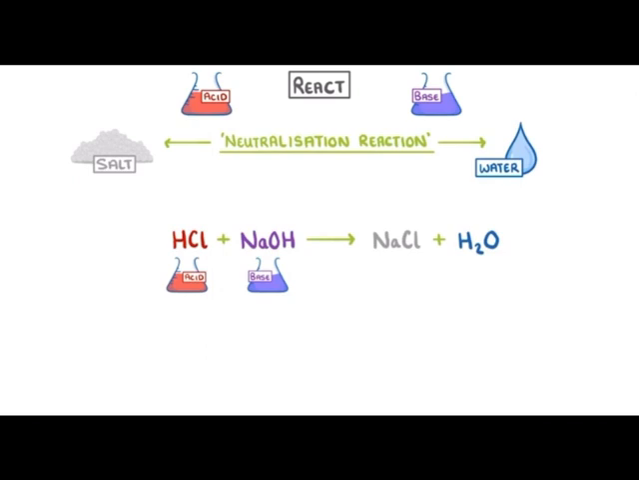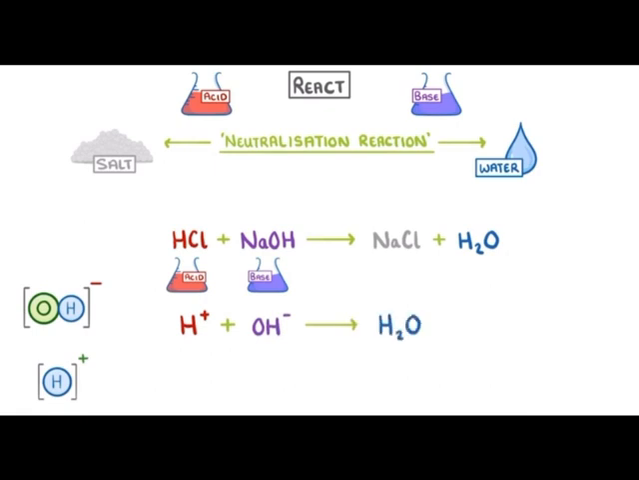Another way to show these neutralization reactions is in terms of hydrogen ions and hydroxide ions, where H+ from the acid and OH- from the base combine to form H2O. And because the acid and base have both been neutralized in these sorts of reactions, the pH of the products should be 7 because they're neutral.